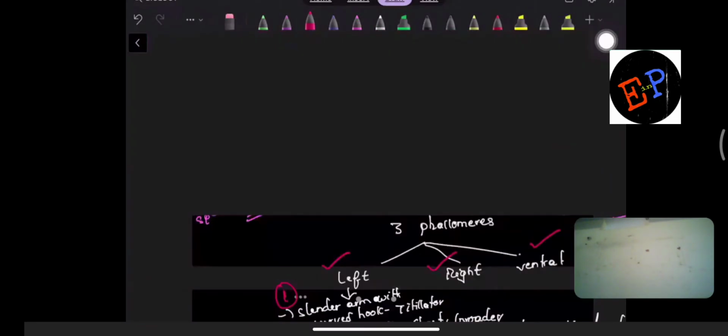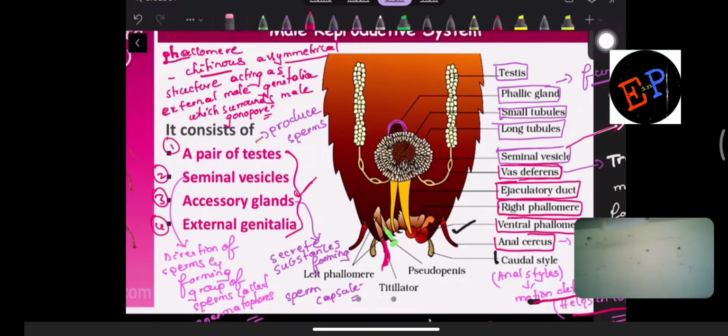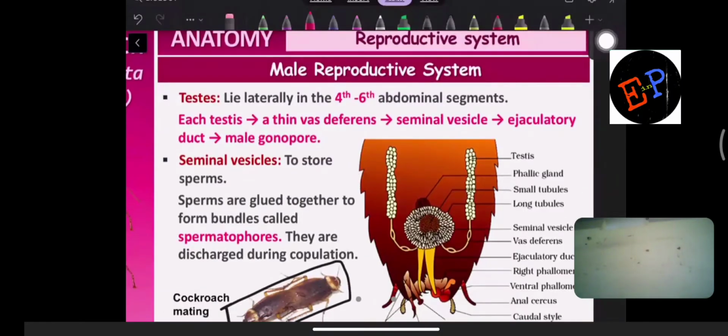Fine. Let us go to the next one. Next, external genitalia. We know all the external genitalia, no? So all the parts which are present in this phallomeres, they are called external genitalia. That's it. Okay. Next. So testis. Where is the arrangement of this testis? It is present in 4th to 6th abdominal segments. Okay. So totally we have 10 segments, no? Out of this total 10 segments, testis is present in the 4th, 5th and 6th segments.